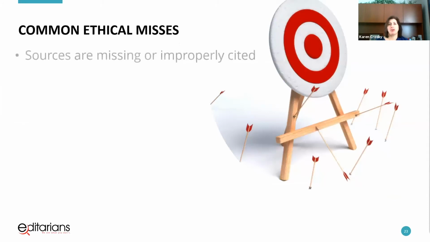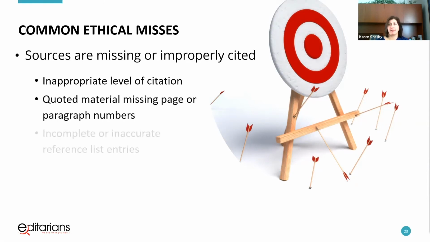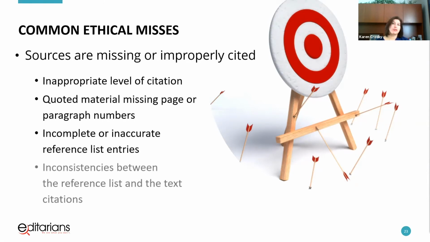Some of the most common misses we see have to do with crediting sources. We routinely find sources in the reference list that are not cited in the paper, citations that do not have corresponding entries in the reference list. We find author names misspelled, author names missing, differences in dates of publication. We see quoted material that has no quotation marks around it, or the page number given in the text doesn't even exist in the page range that's given in the references.